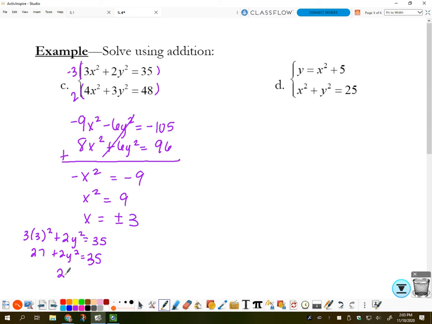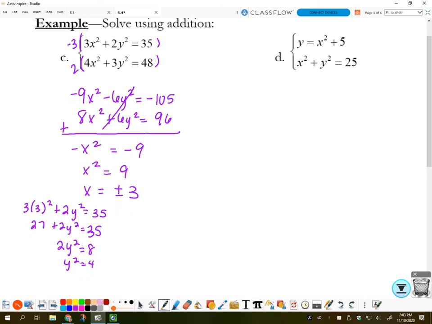Subtract 27 and you get 8. Divide by 2 and you get 4. Take the square root of both sides and you get plus or minus 2. Alright, now, if we plug in a -3, the first thing you would do is square it. So making this negative changes nothing that happens after that. So you would end up with the same answer.